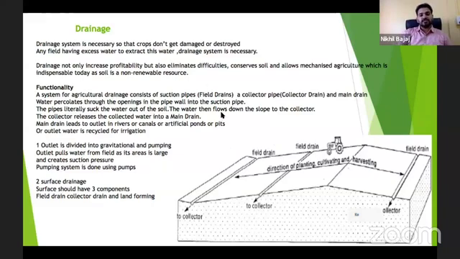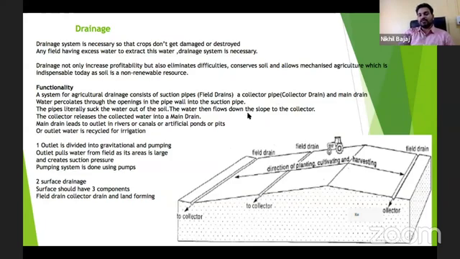Now we'll discuss a bit about the drainage system. The drainage system consists of the suction pipes, which are known as the field drains, which are inserted near the crops, and also a collector pipe, which is called the collector drain, and the main drain. So the water, when irrigated, percolates through the openings in the pipe wall near the suction pipe to the field drain, and then it is transferred to the collector pipe.